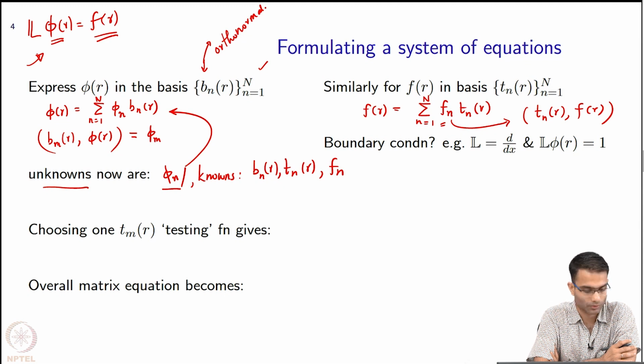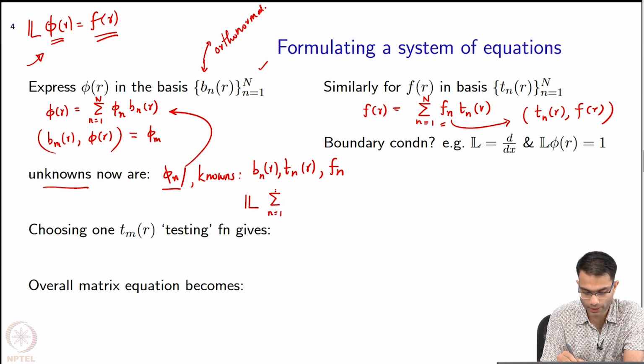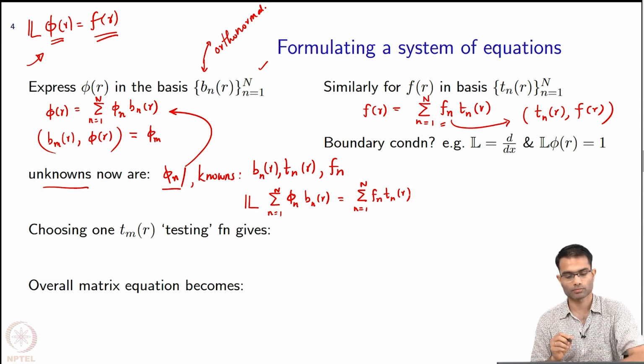That is the question. So, so far, what have I done? I have my operator L. Now, phi I am going to write in terms of these basis functions. So, the sum from n equal to 1 to n of phi n b n of r is equal to f of r, which is the sum from n equal to 1 to n of f n t n of r.